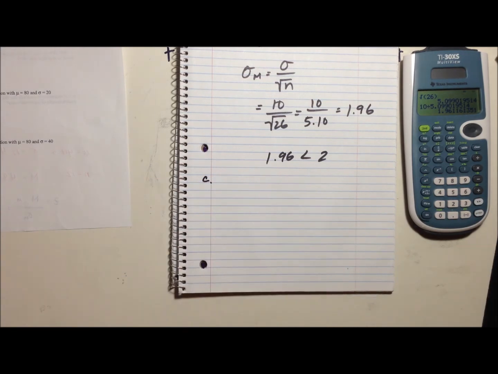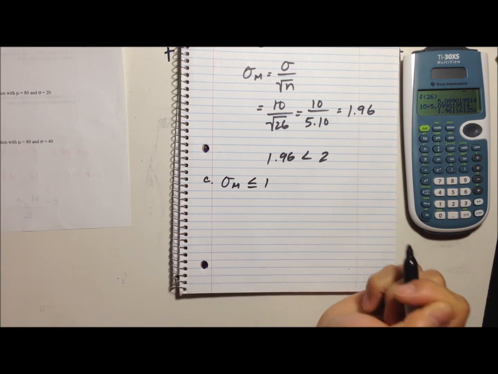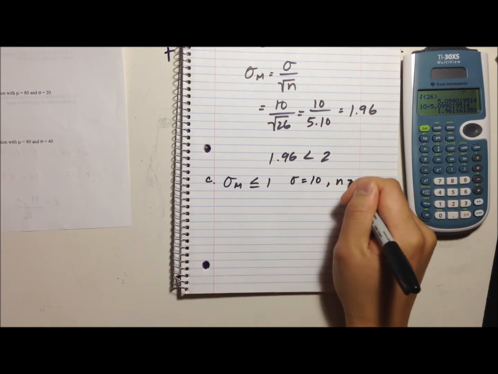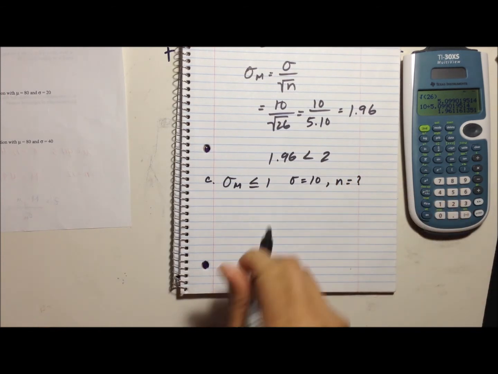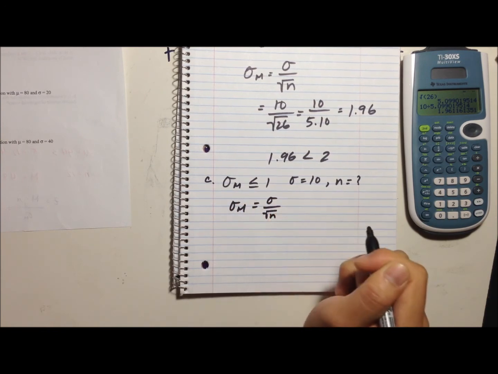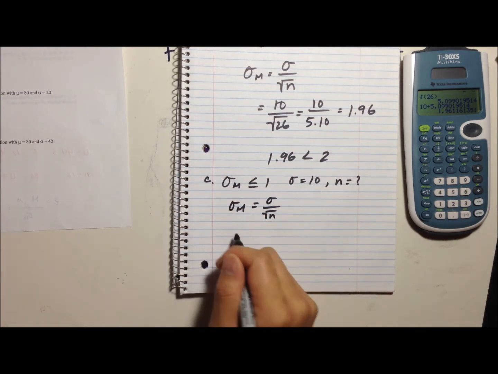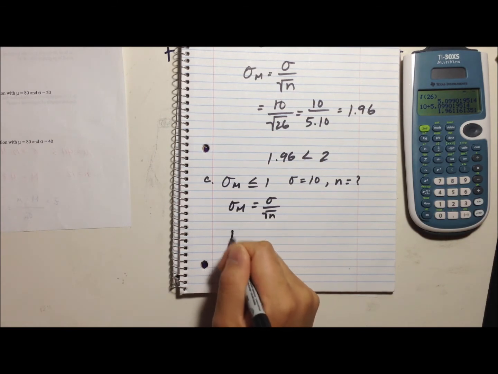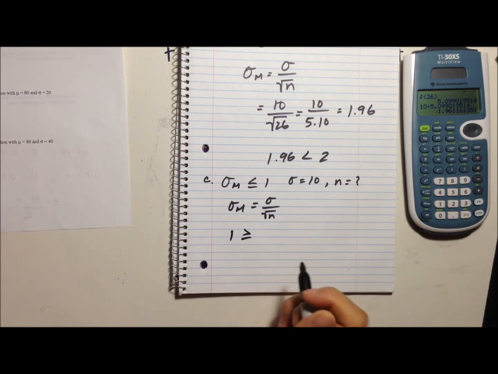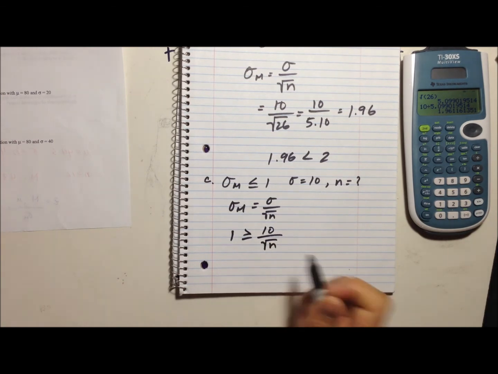This is example C. This time we need a standard error that is less than or equal to 1. Okay, our standard deviation is still 10, and we need to know what n do we need. Okay, the formula is, plug in our knowns, so we know that this has to be 1. And the 1 is on the greater than side, so we're going to keep that the way. It's still on the greater than side. And we're going to plug in that, and we don't know n, because that's the thing we're solving for.